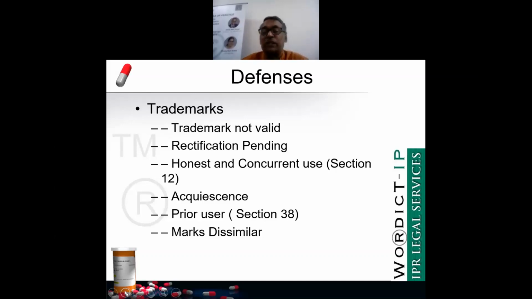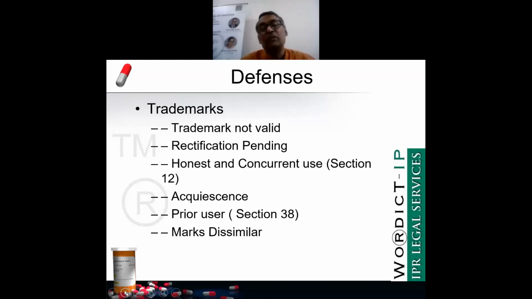Now, let me tell you one thing. If I had been using a mark for years together and I have not registered the mark, I am still a very powerful user. Even if another person registers a similar mark and gets the mark registered in his favor, still I can stop him under prior user, which is, it is not actually Section 38. I will tell you the correct provision. I think there's some mistake there.